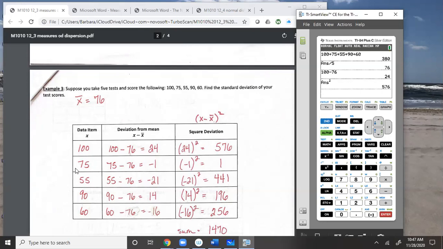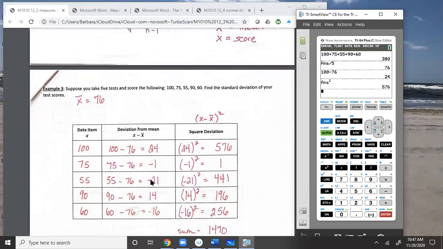Now we're going to go to the number 75. Subtract 76. You get -1. When you square it, you get +1. And you want to do this for all the numbers. For all your X, we're going to subtract the mean and then square it.